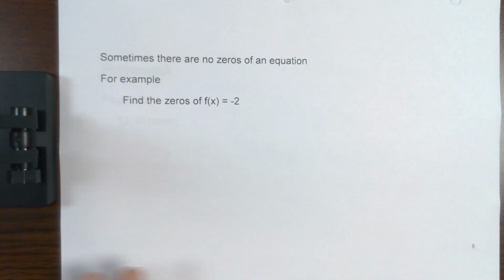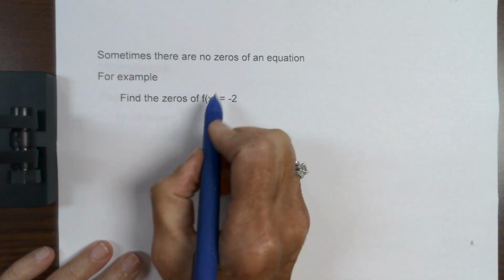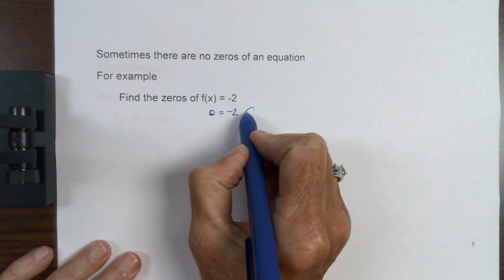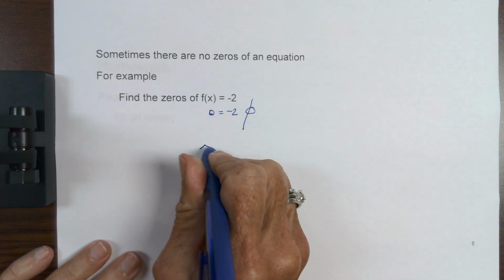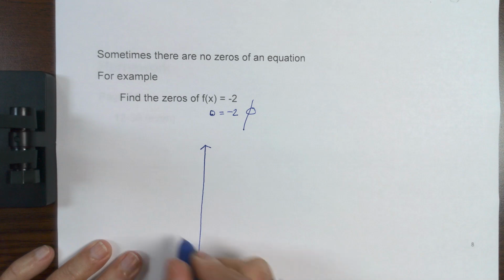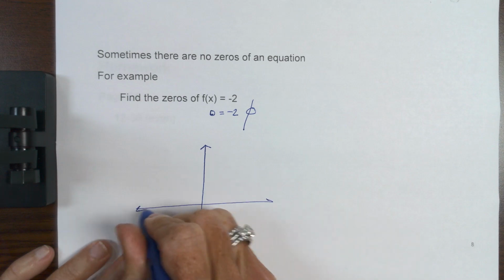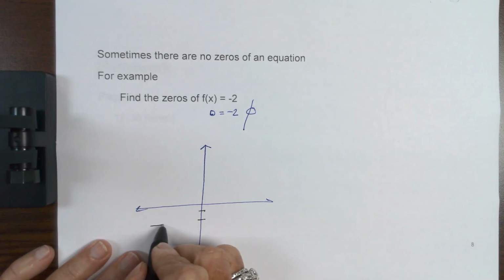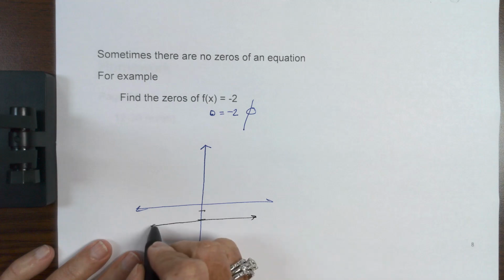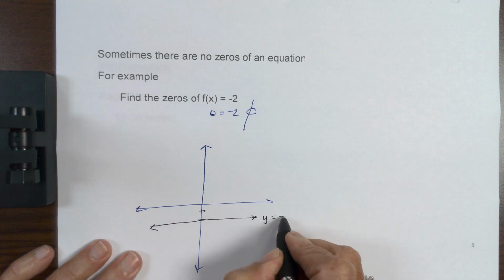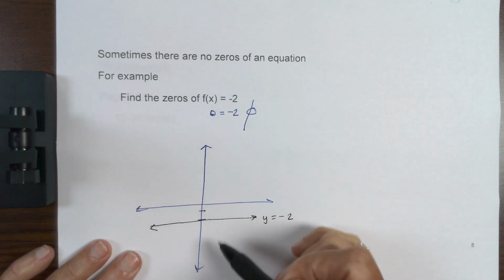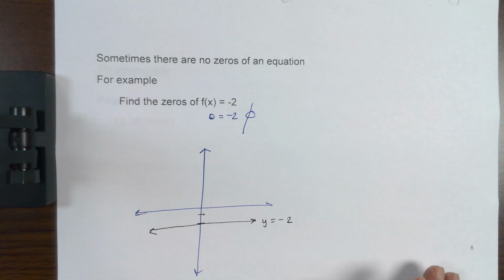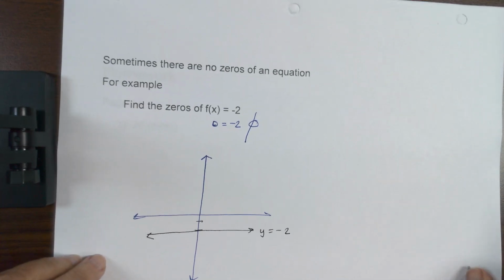Sometimes there are no zeros in an equation. This would be the same thing as 0 equals negative 2, which doesn't exist, which you know when you graph this, that is a horizontal line through negative 2. This is y is equal to negative 2. There's no zeros. It never crosses, so when it asks you for the zeros of it, it would be none.